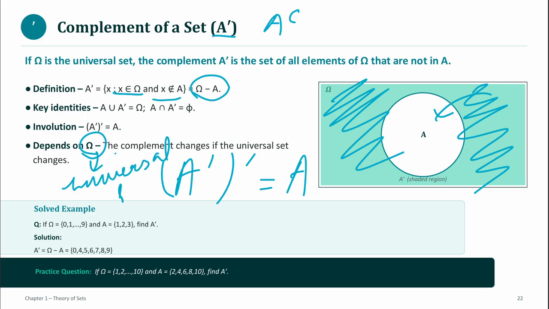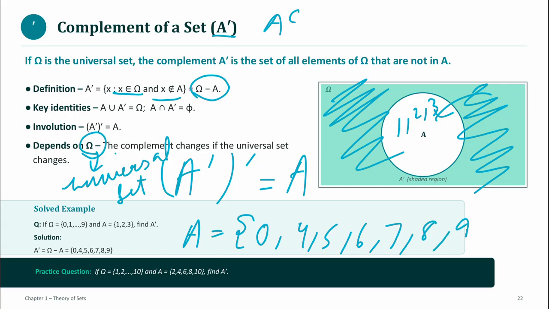Okay, remember this. Now, if the universal set is equal to 0, 1, 2 till 9 and A is equal to 1, 2, 3, find A dash. In order to find A dash, we have to find those elements which are there in the universal set, but they should not belong to A. So if 1, 2 and 3 belong here, what are the rest of the elements in the universal set? They would be 0, 4, 5, 6, 7, 8 and 9.